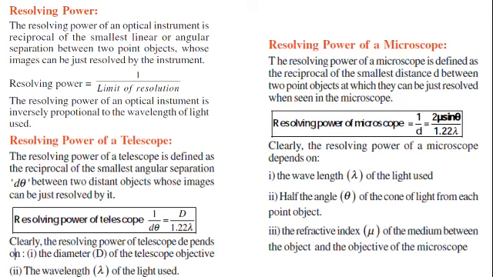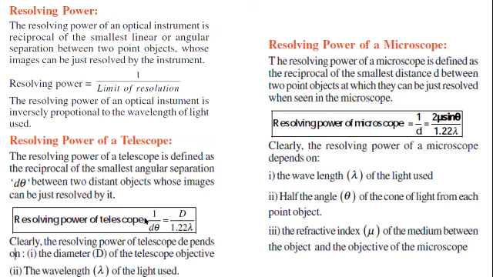Inverse of resolving limit is called as what, guys? Resolving power. So resolving power of an optical instrument is inversely proportional to the wavelength of the light used. Okay, so what is the resolving power of a telescope?